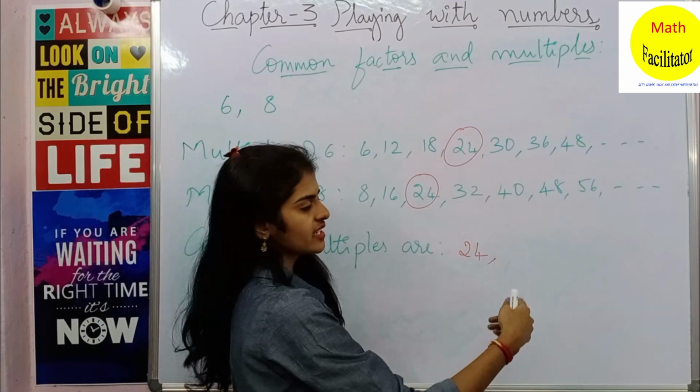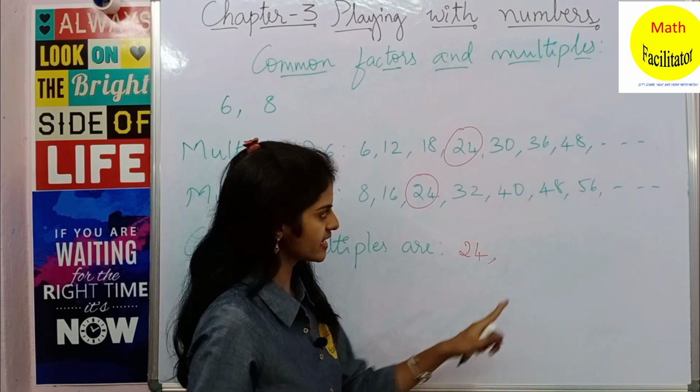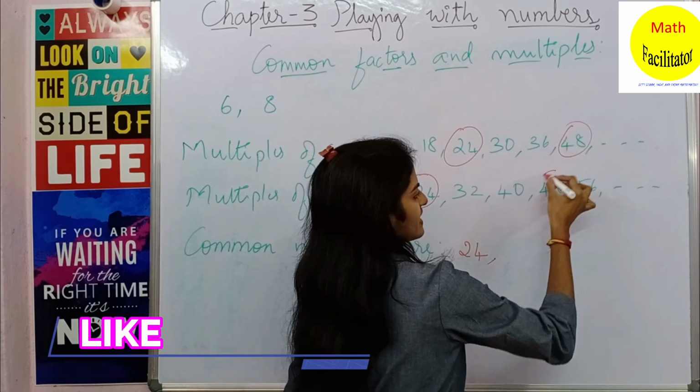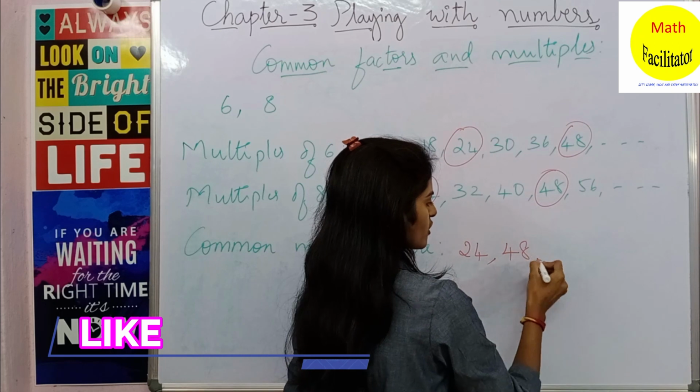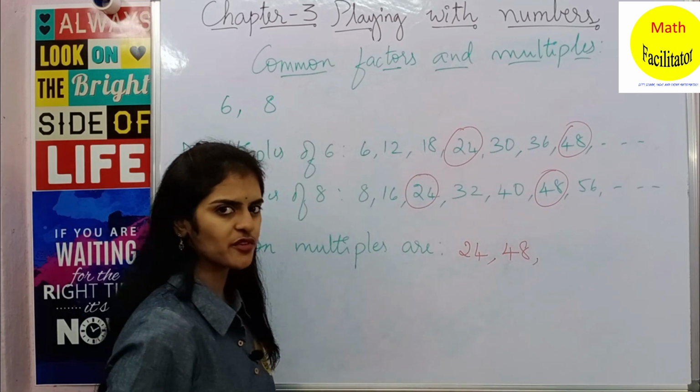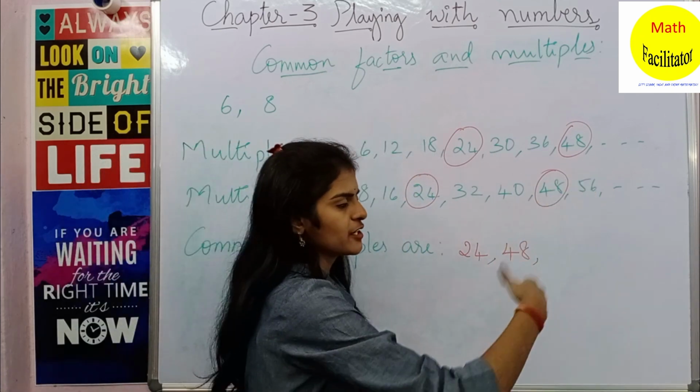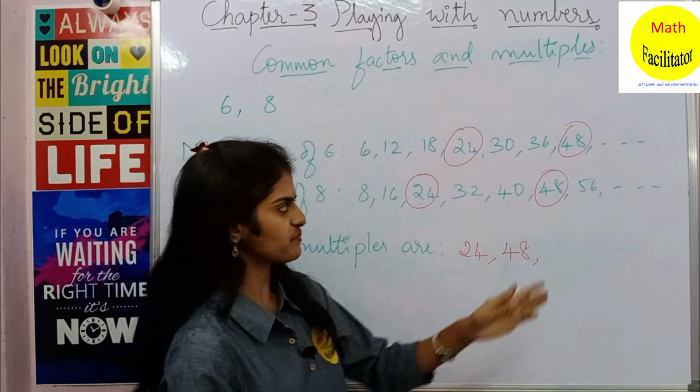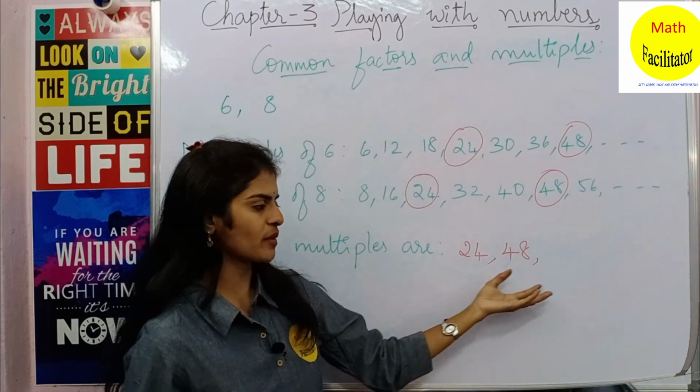Now 30 not in the list. 36 is also not in the list. So you can find 48 in the list. So 48 is also a common multiple. As we all know, multiples are infinite. So you can write the multiples, and you can find the common multiples also.